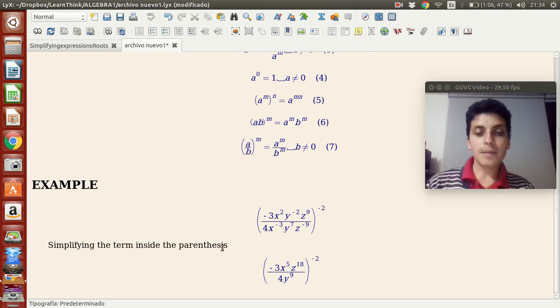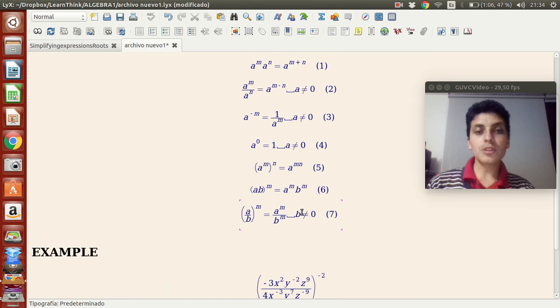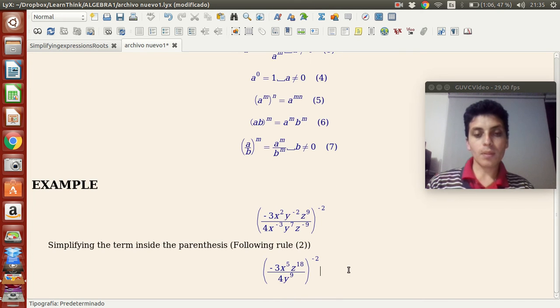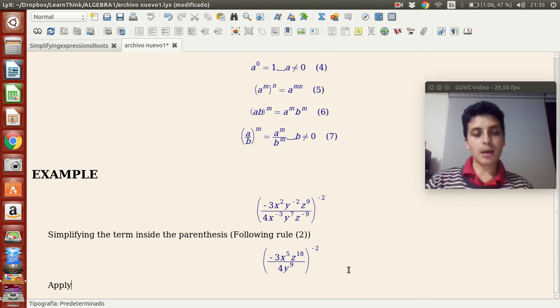Okay? So I'm just following the rule. I just followed rule number 2. If you're a beginner, I usually recommend you apply it step by step. I mean, first one property, the property that you feel you need to apply, and then apply the other property. So I've just followed rule number 2 in this process. Now I'm going to apply another property.